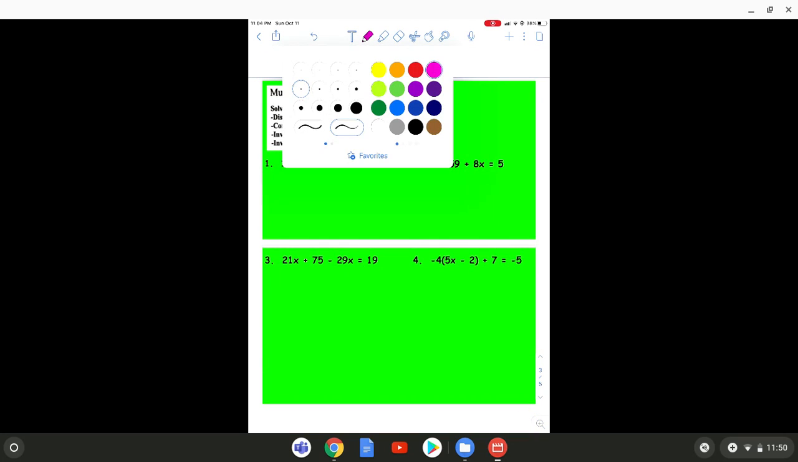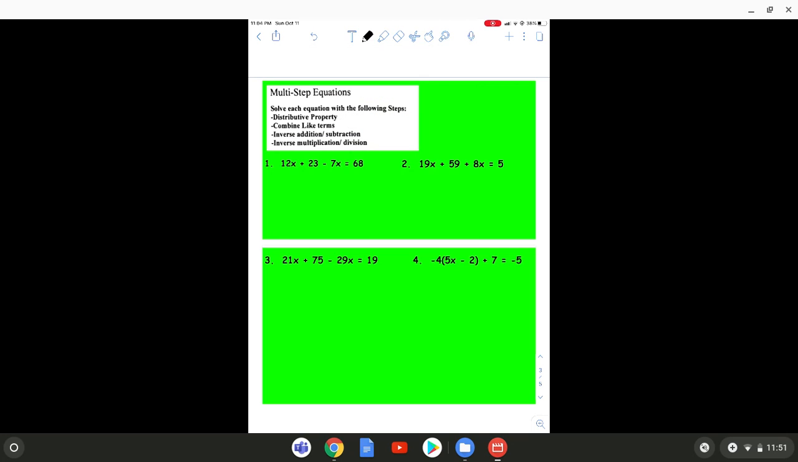So here we've got some multi-step equations. So on number 1, I'm going to be looking for like terms. So I'm going to start with 12x. And I see that I have a 7x down here. So I have a positive 12x and a negative 7x, which are going to combine to give me 5x. And I keep the 23 and the 68 the same.